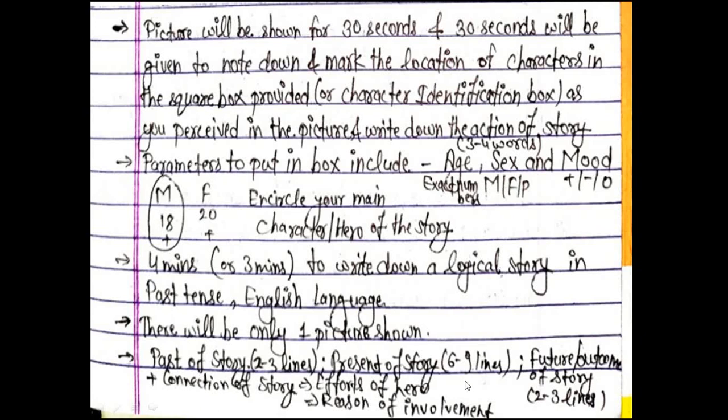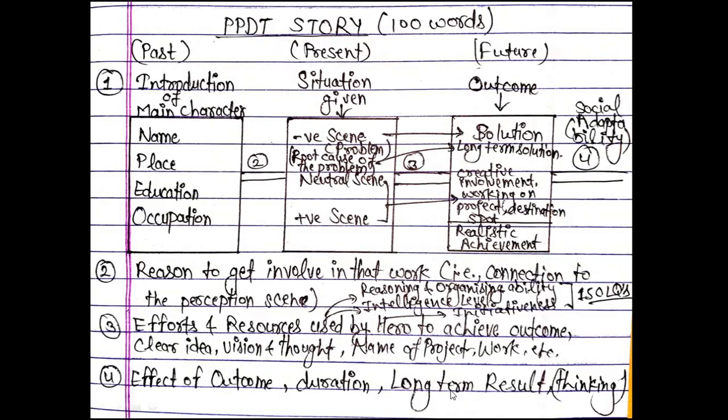Past of the story you have to write in 2 to 3 lines. Present of a story you can write in 6 to 9 lines, and future or outcome of a story you have to write in 2 to 3 lines, and in total you have to write 100 words. And connection of your story, you have to connect this story by showing what efforts your hero had put and the reason of involvement in that work. Okay, so this is how you have to prepare a PPDT story in 100 words.